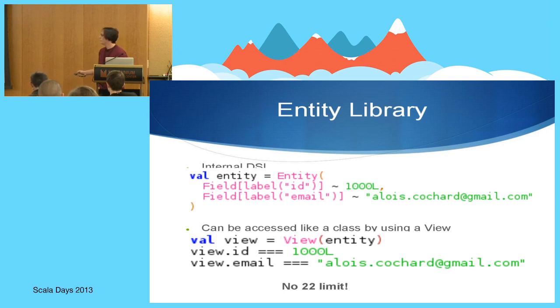But the interesting thing here is that you ask for a view for that entity. Behind the scenes, a macro will generate a class which will wrap that entity and create each field that you need to access. It's here that we realize how handy it is to have that label information encoded into the type. Because you have this information at compile time, you can create some utility which exposes this label. So here we see that we create that view, and we can then just access the field and see that the values are here. Another nice side effect is that you don't have the 22 limit or any other limitation that you have with case classes.